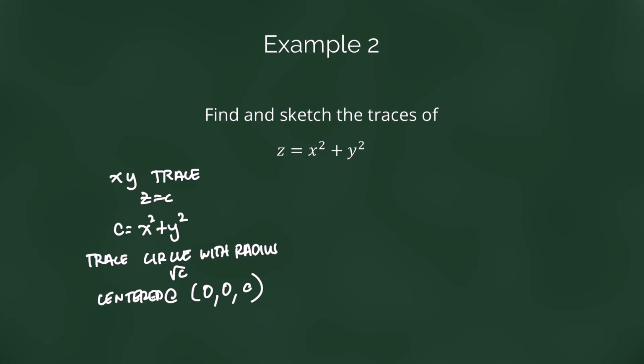Notice here that if we let c be 0, then we have the equation 0 equals x squared plus y squared, which means that our trace is just the point 0, 0, 0. Similarly, if we choose c to be a negative number, the trace no longer exists because we cannot have a circle with a negative radius.